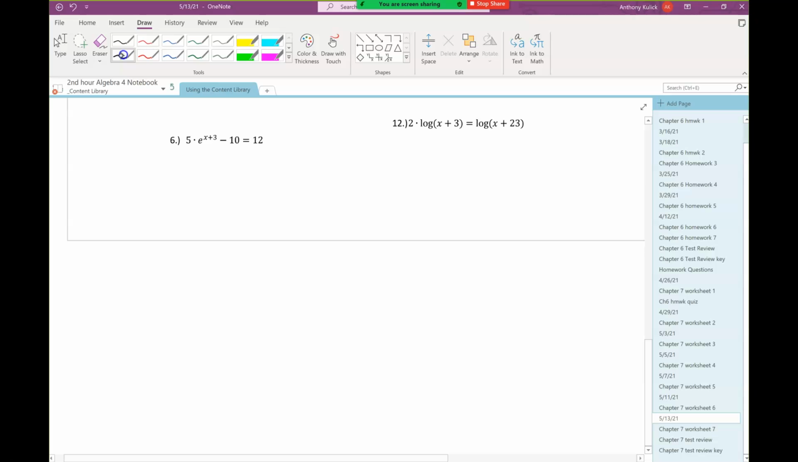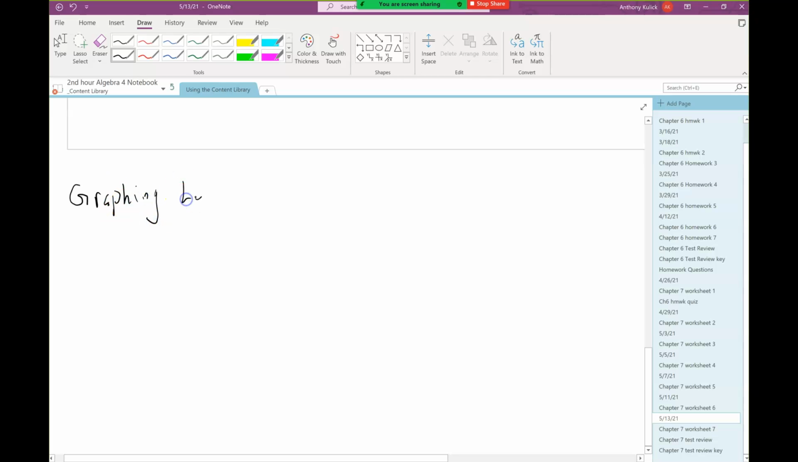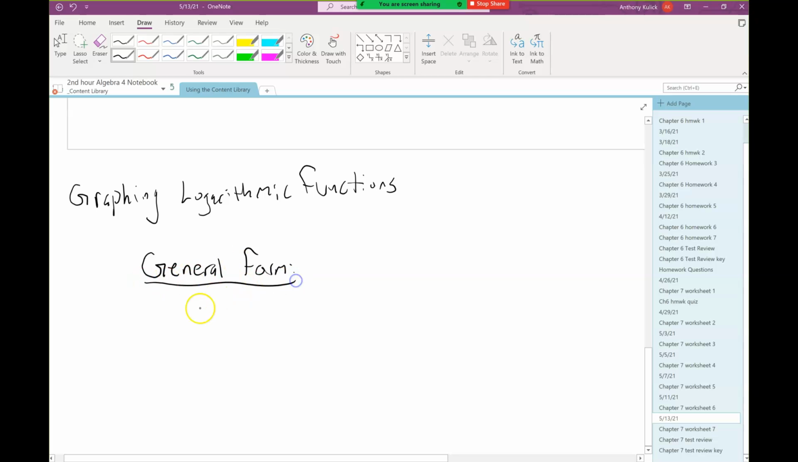Today, we'll worry about the last lesson for Chapter 7. So we're going to be talking about graphing logarithmic functions. So the general form for a logarithmic function is y equals a times log base b of x minus h.